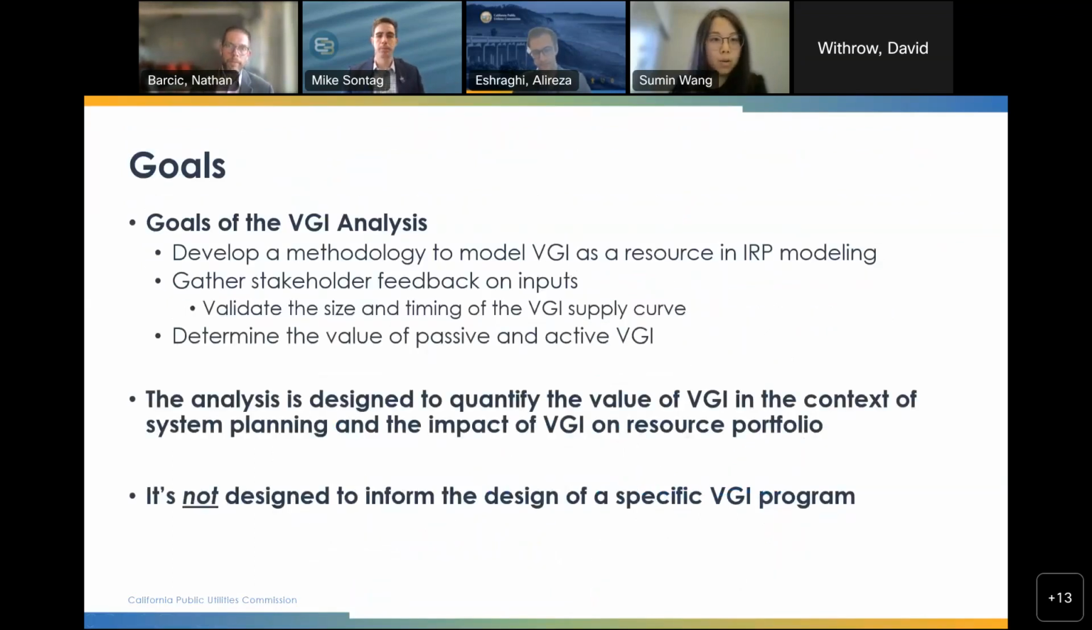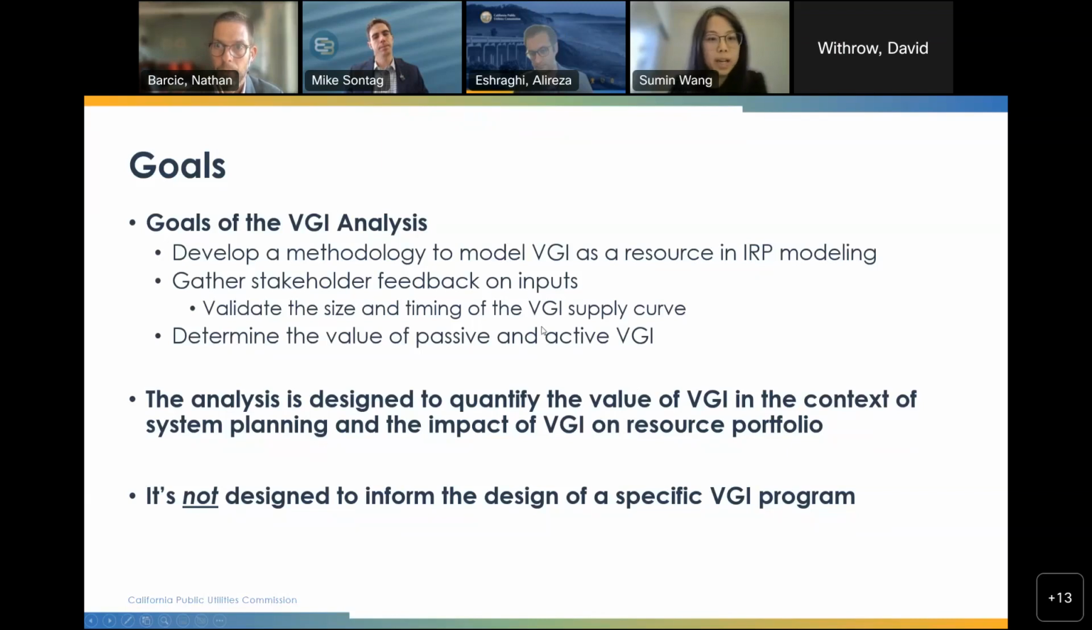So the goal of this VGI analysis is to try to develop a methodology to first model VGI as a resource in the IRP. And we also want to gather stakeholder feedback on a lot of these inputs since they're relatively new, so that we can better validate the size and the timing of the VGI supply curve. And then lastly, we want to use this analysis to determine the value of the passive and active VGI.